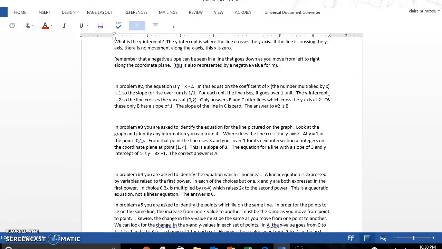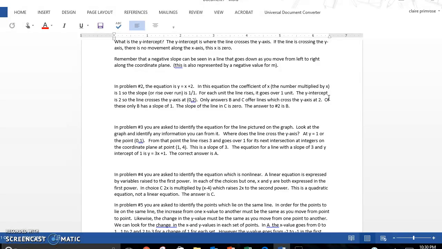In problem number 2, the equation is y equals x plus 2. In this equation, the coefficient of x, or the number multiplied by x, is 1, so the slope, or the rise over run, is 1 over 1. For each unit the line rises, it goes over 1 unit. The y-intercept is 2, so the line crosses the y-axis at 0, 2.